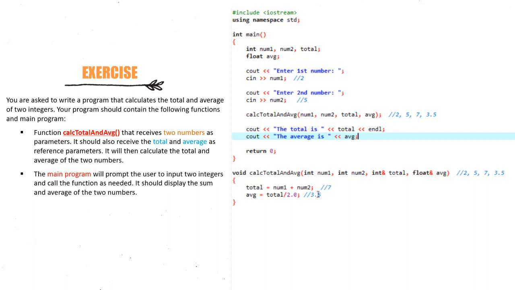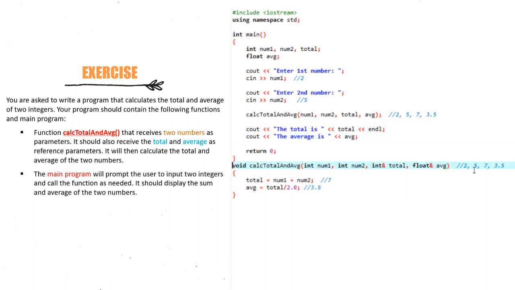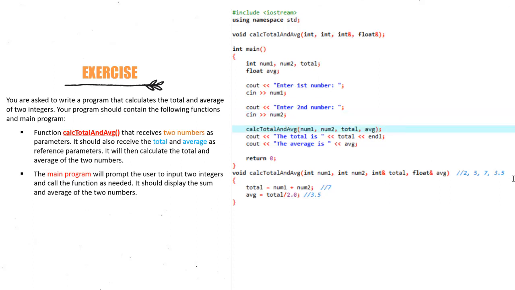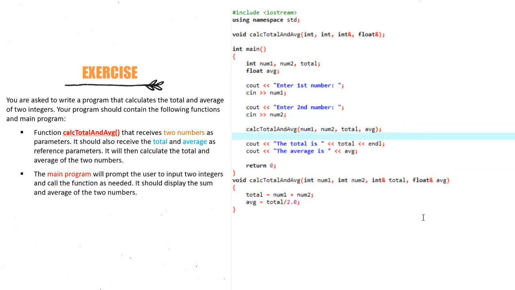Last thing we need to do: since we've declared this function after the main program, all we need is to copy its declaration and put it at the top. We don't need all the names, we just need the data types. Lastly, put in the semicolon. And this is basically how you solve this problem using reference parameters.